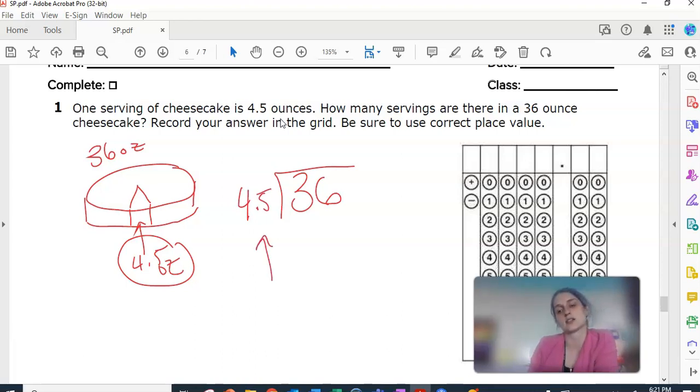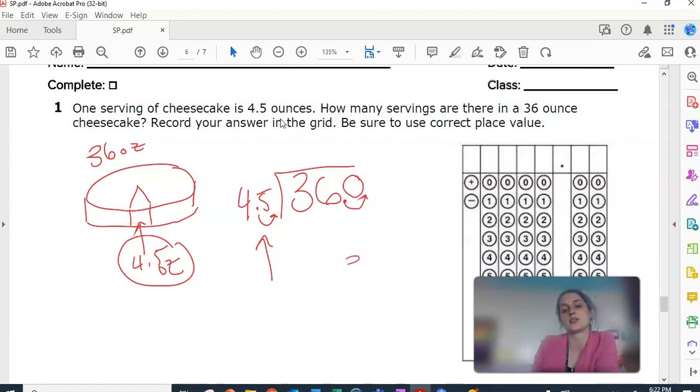You are not allowed to have a decimal in your dividend outside. I'm sorry, in your divisor outside. Your dividend is the 36. So we're going to change that 4.5 to 45. Really what we're doing is like a times 10 situation. We're moving our decimal one place value over, which we also need to do with our 36. So 36 times 10 is 360. There was a secret decimal here that we moved.